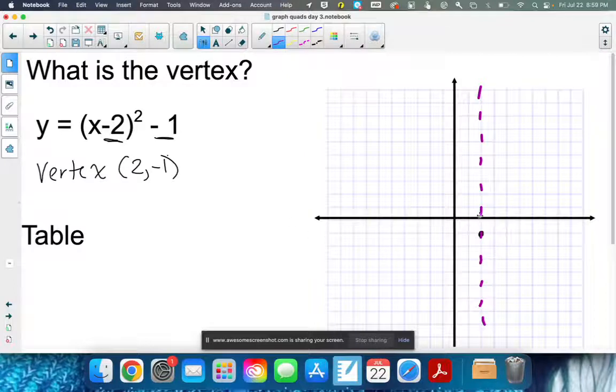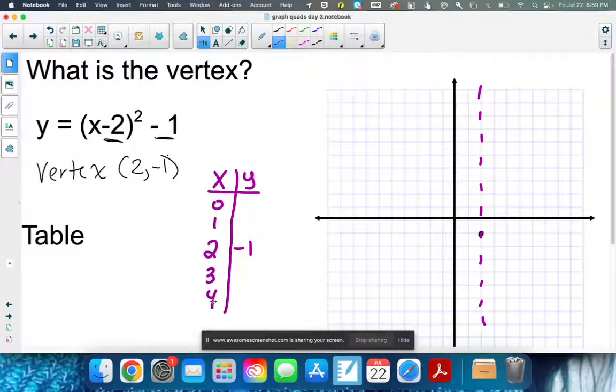Okay, so I need some numbers that are to the left of my vertex and some numbers that are to the right. So I'm going to make a table of values. Now, you can do just like you did on standard form where you put your vertex in the middle of your table of values. That's fine. That lets you remember that you need to make numbers that are less than and greater than. So two numbers that are less than 2 would be 1 and 0. Two numbers that are greater than would be 3 and 4. And again, I'm going to do the same thing I did on standard form and just do stair steps.